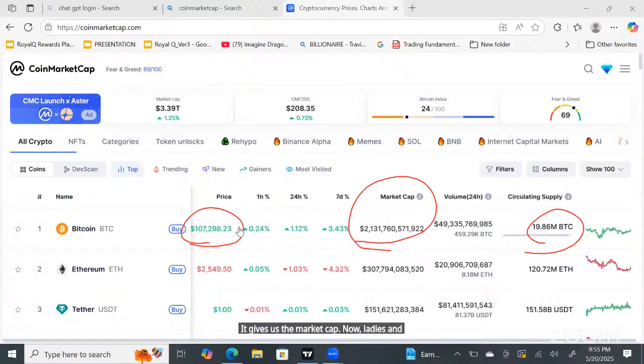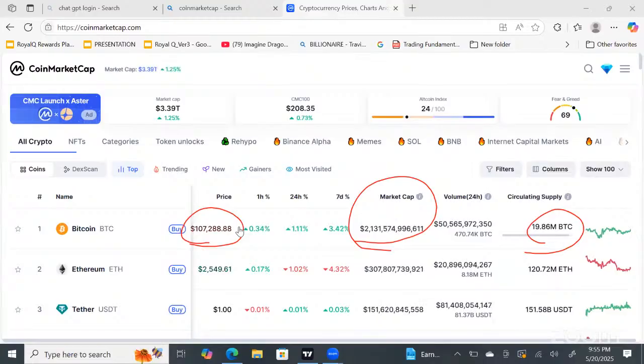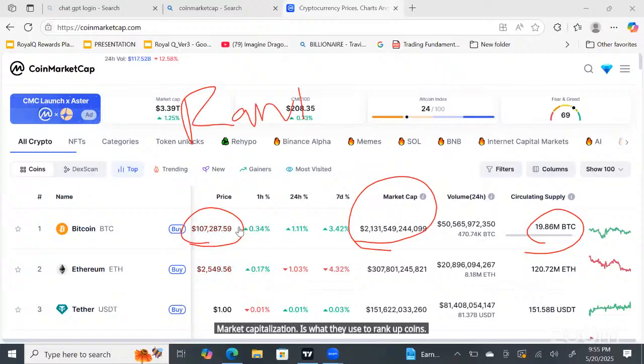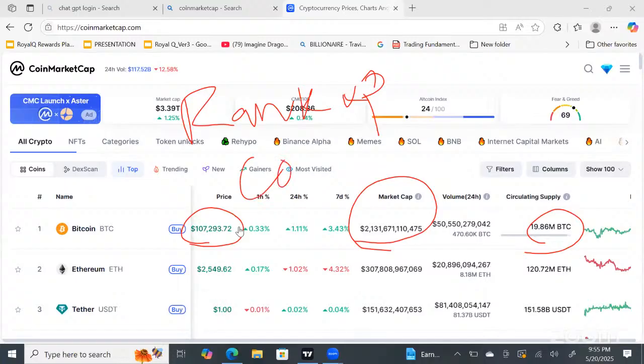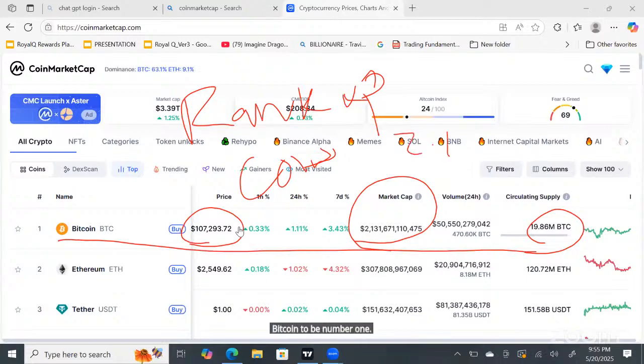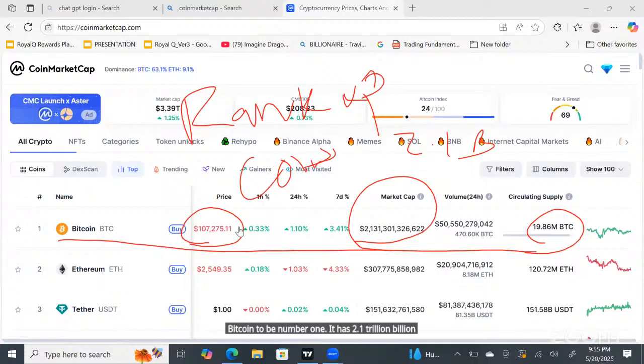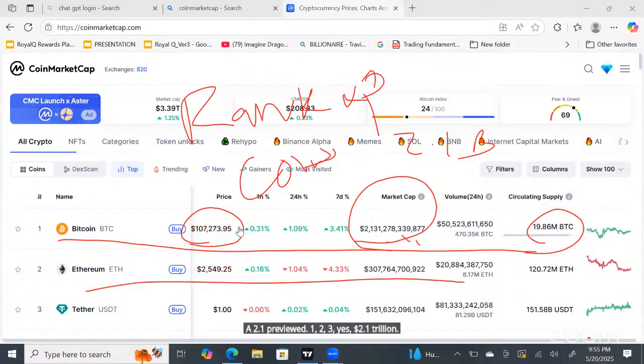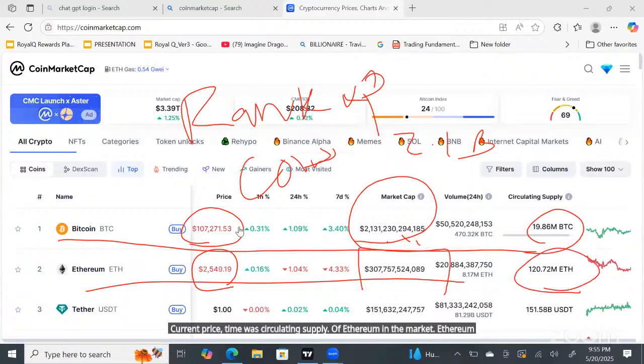Now, ladies and gentlemen, market capitalization is what they use to rank coins. Bitcoin is number one, it has 2.1 trillion. 1, 2, 3, yes, 2.1 trillion. Followed by Ethereum: current price times the circulating supply of Ethereum in the market. Ethereum has 307 billion.